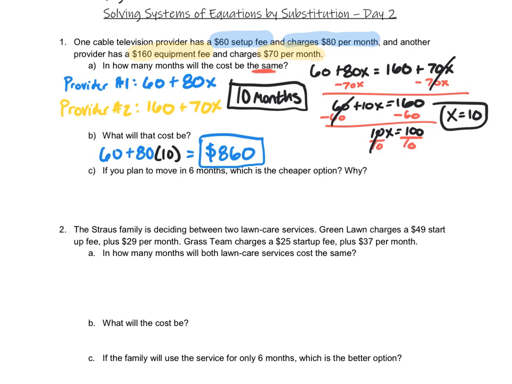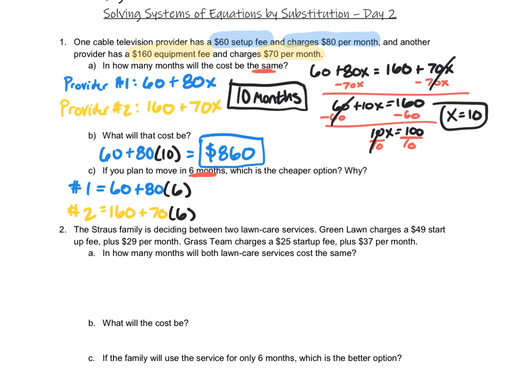Now, the next part, question C, is really kind of the new thing. It's what we haven't necessarily done yet. It says, if you plan to move in 6 months, which company would be cheaper? Well, now, what is our X value? 6, because they want to know in 6 months. So as you look at this, you are going to make your X 6. So you've got to find the number 1 and the number 2 values. For number 1, it's going to be 60 plus 80, but then it's going to be times 6. For number 2, it's going to be 160 plus 70, but then X is going to be 6.